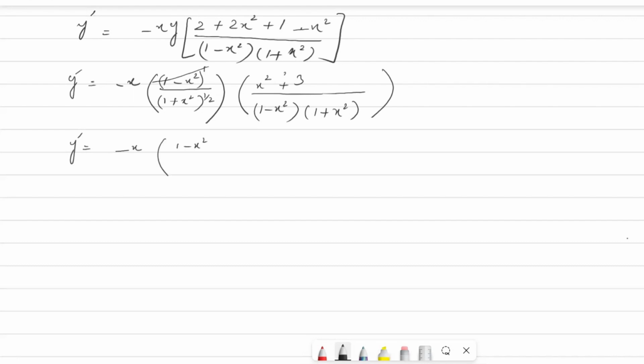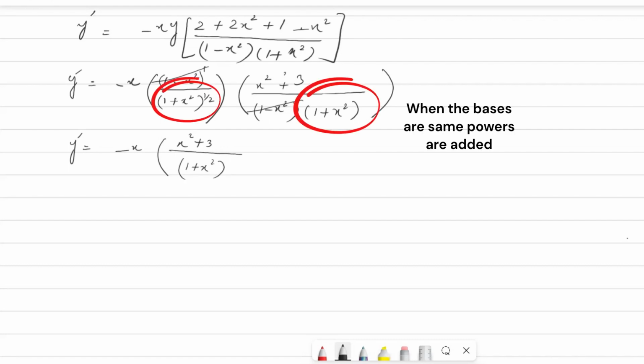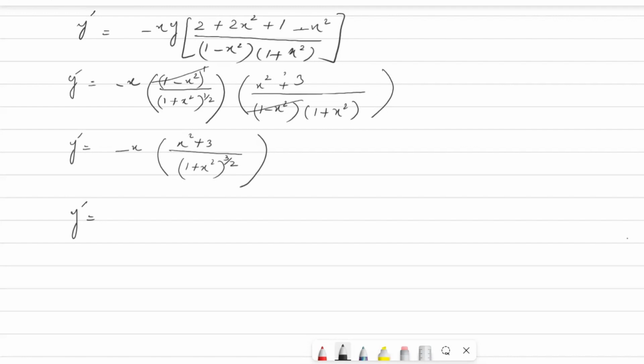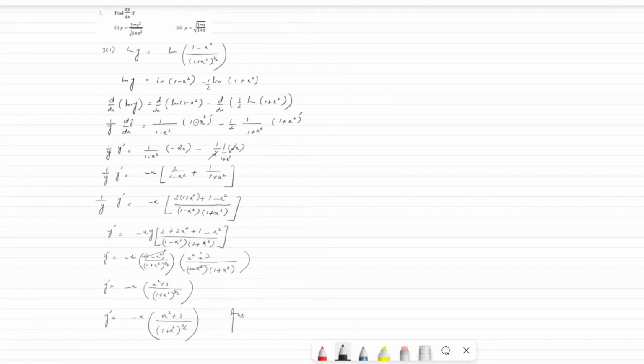minus, the (1 minus x square) terms are cancelled, and we are left with x square plus 3 divided by (1 plus x square) whole raised to the power 1 by 2 plus 1, that would be 3 by 2. So y bar is equal to minus (x square plus 3) by (1 plus x square) whole raised to the power 3 upon 2. And that's the answer of the first part of question number 3. And this is the whole solution of question number 3, first part.